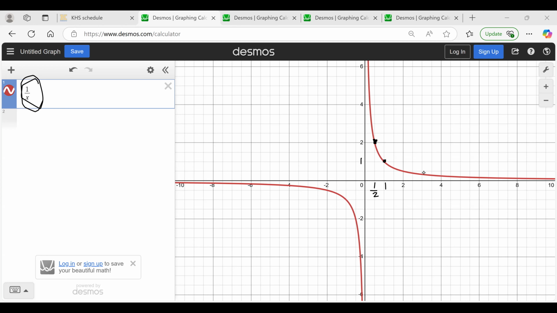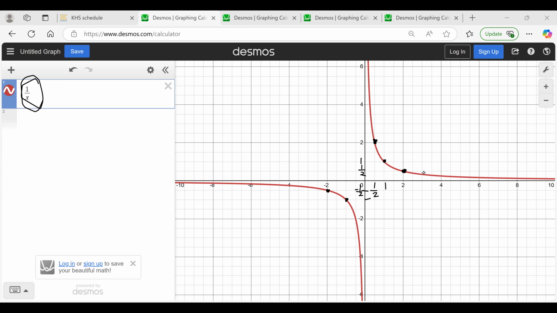Right here, this is the point 2, 1. Or I'm sorry, 2 and what? 0.5. What is this right here? 1/2. You see how it's flipped? Reciprocal. Same thing on this side. -2 is right here at -1/2. It's just flipped. This is the point -1, 1.